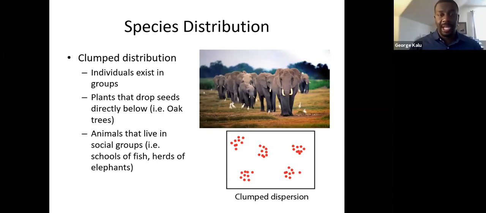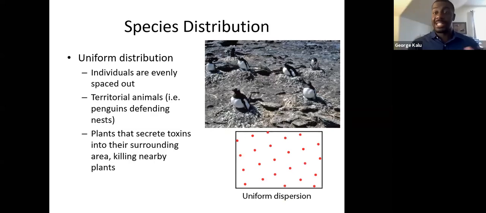The next one is uniform distribution. This is where individuals are evenly spaced out throughout the habitat. This is typically what we see in territorial animals. For example, penguins defending their nests all need to stay in a particular zone. Each penguin is going to have its own nest, and it's going to protect the area immediately surrounding that nest. If penguin A tries to enter penguin B's territory, penguin A better be ready to catch these fins. They're going to start getting feisty and start fighting.